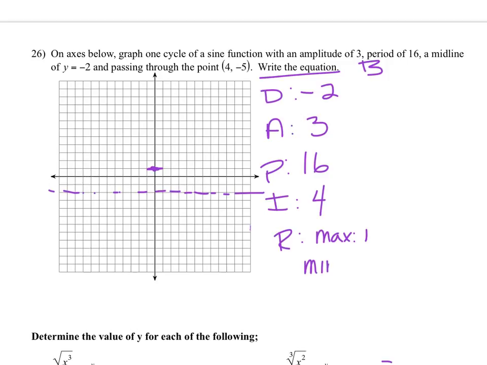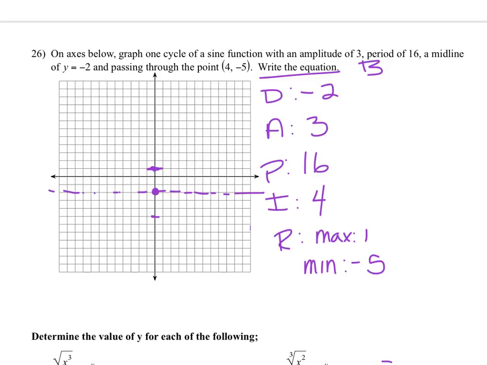And the min is down 3, -5. Okay, so this is sine. They're telling me this is sine, so it does start at the midline. But we want it to go through the point 4, -5.